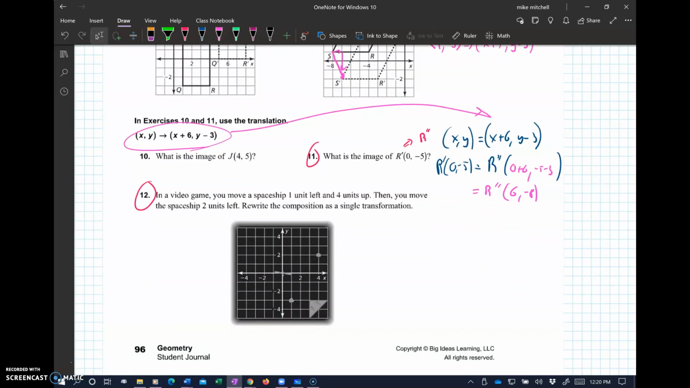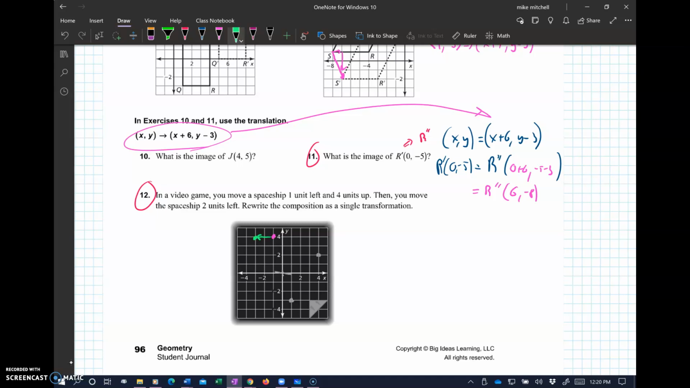And on the last one here, 1 unit left, 4 units up. So that's 1 unit left, 4 units up. That puts me right there. I'm going to erase those lines. And then my second move, 2 to the left. So I'm going 2 to the left. That puts me right there.